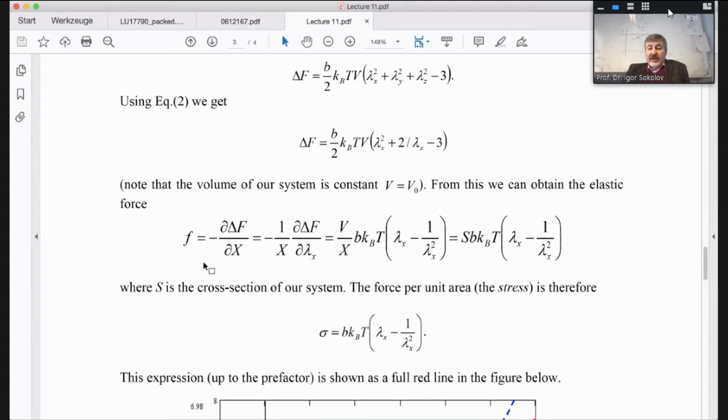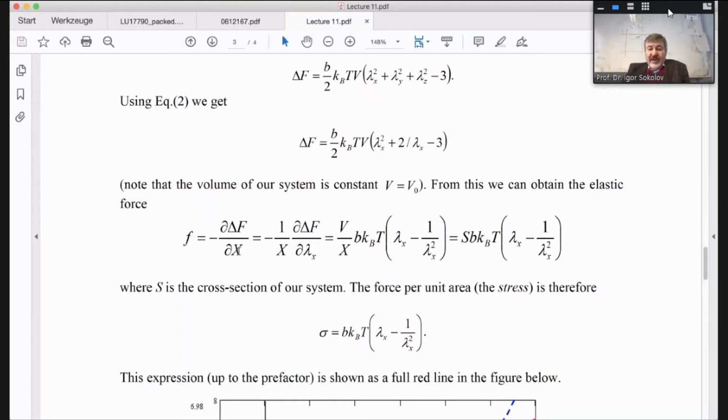Now, how do I obtain the elastic force? The volume is constant, and I essentially can say that d over dx is 1 divided by the unperturbed length times d over d lambda x. And then I differentiate, and then I get the expression. So here, did you get how it works? Or do I have to show?